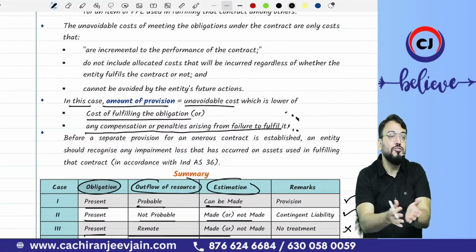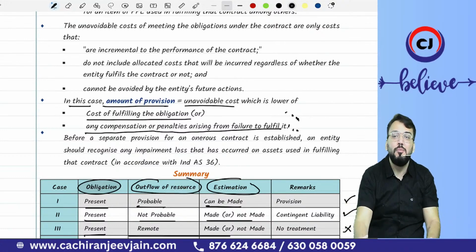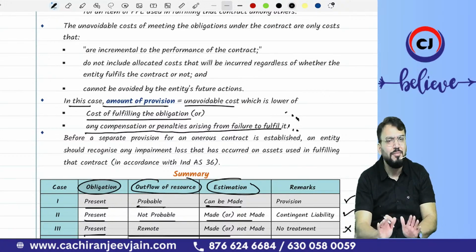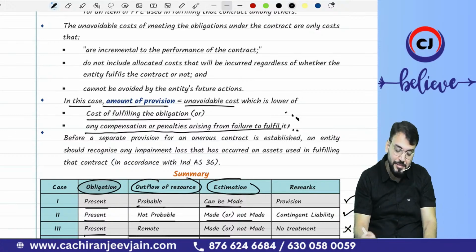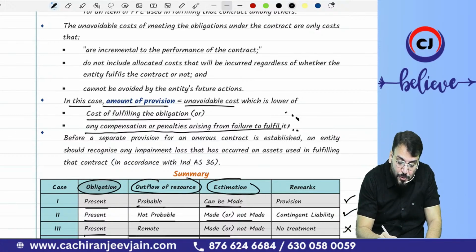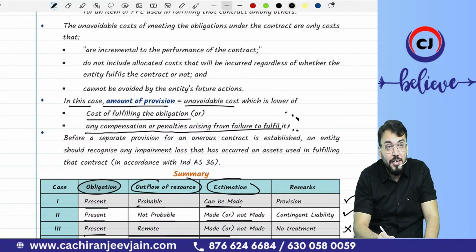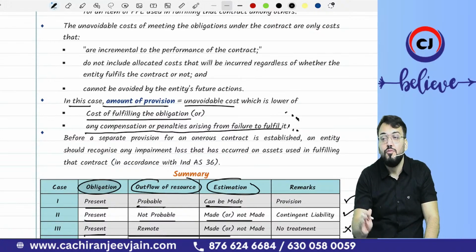Are you getting? And suppose there is no penalty clause, so the amount of provision will be equal to 10 lakh. Very simple. Correct? Yes, sir. So in this case, the amount of provision will be equal to the unavoidable cost, which is the lower of the cost of fulfilling the contract or any compensation or penalty arising from failure to fulfill it.